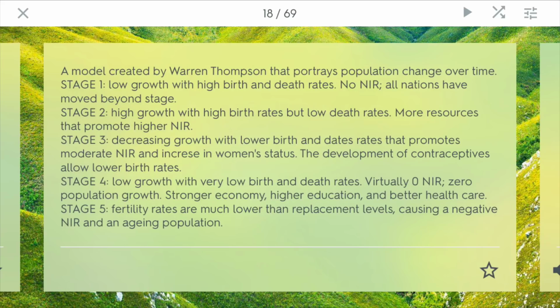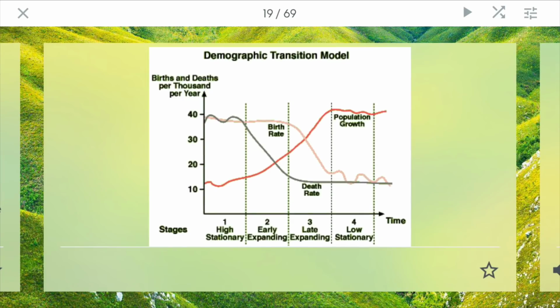Stage 4 is low growth with very low birth and death rates, virtually 0 natural increase rates, and 0 population growth. There's a strong economy, high education for a lot of people, and of course better healthcare, helping people to not die as much. And stage 5 is fertility rates that are much, much lower than replacement levels, causing a negative NIR and an aging population. Sometimes we see this with inverted population pyramids. So here is a visual of different countries in different places and the birth, death, and population growth over these years.